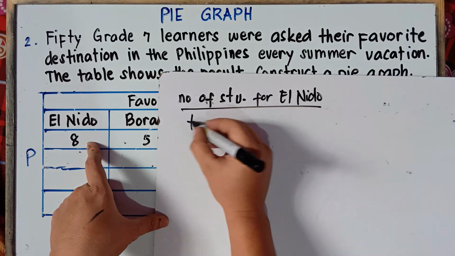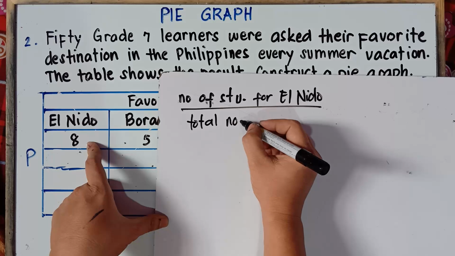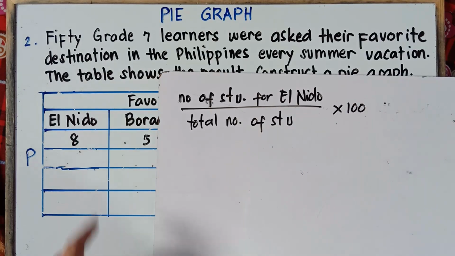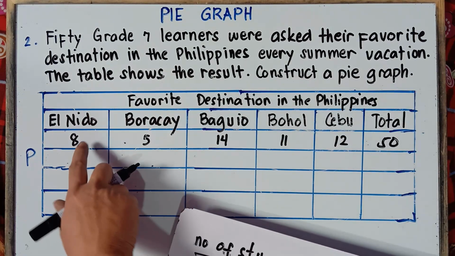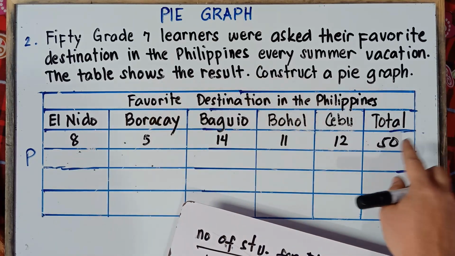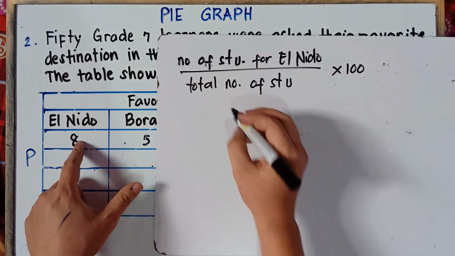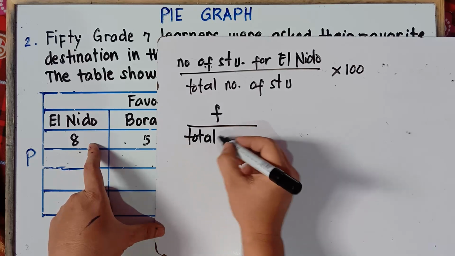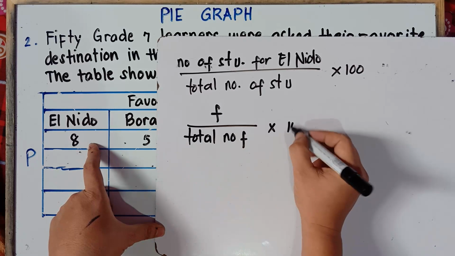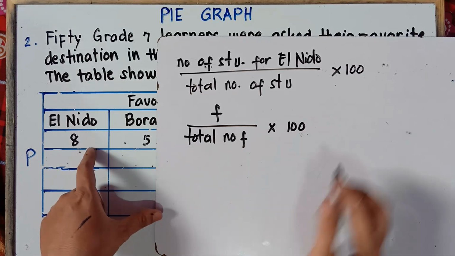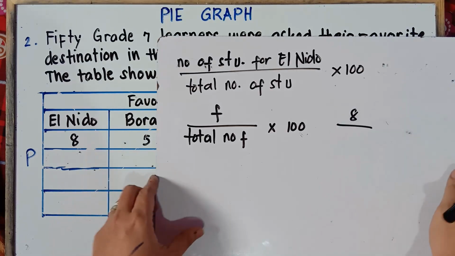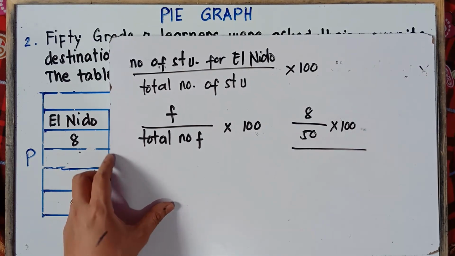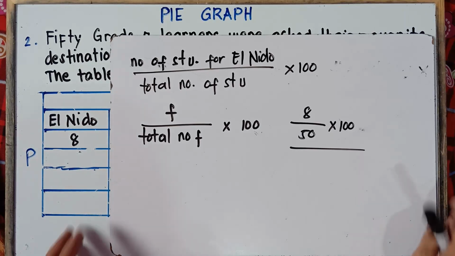Okay, divide by the total number of students, times 100. Once again, class, to get the percentage, take the number of students for El Nido, divide by the total, times 100. Or you can take the frequency in this particular row, divide by the total frequency, times 100, so you will have the same answer. The frequency in this row is 8, divided by the total, which is 50, times 100. So that's how you get, class, the percentage. The first thing to do is get the percentage.